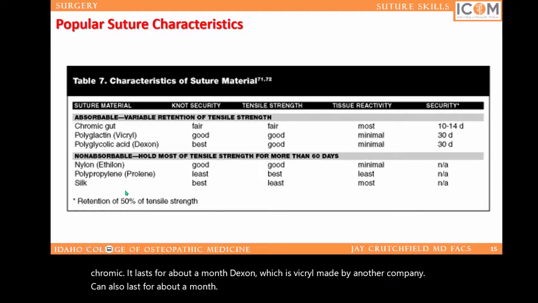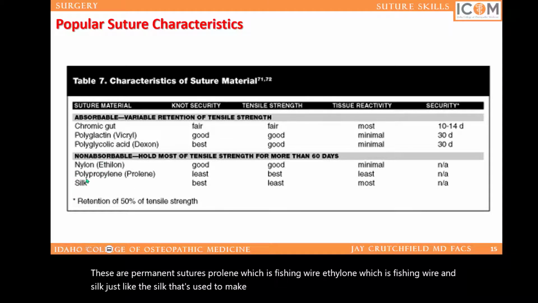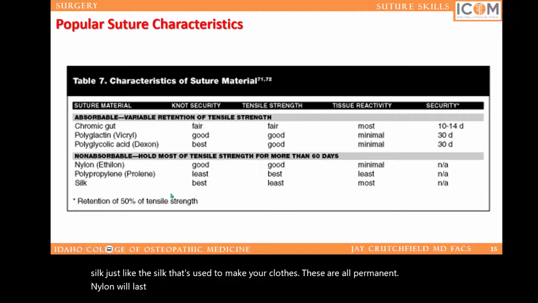These are permanent sutures. Proline, which is fishing wire, Ethylon, which is fishing wire, and silk, just like the silk that's used to make your clothes. These are all permanent. Nylon will last forever, as will proline, and silk will usually last, I won't say forever, but for a really long time.